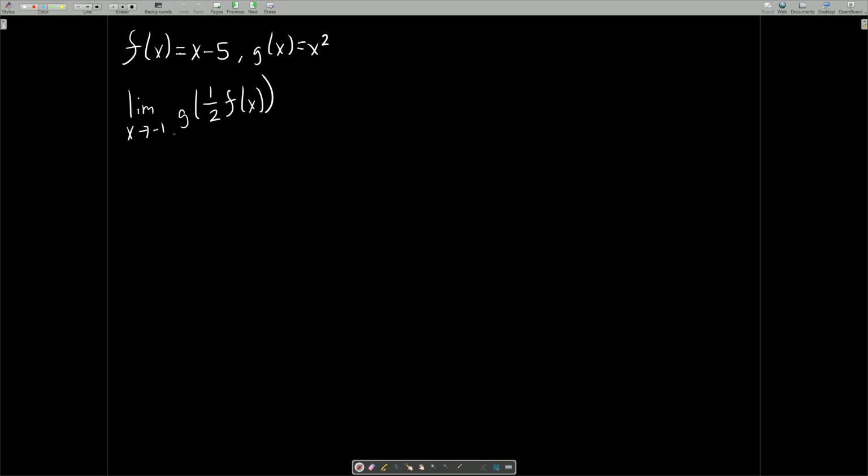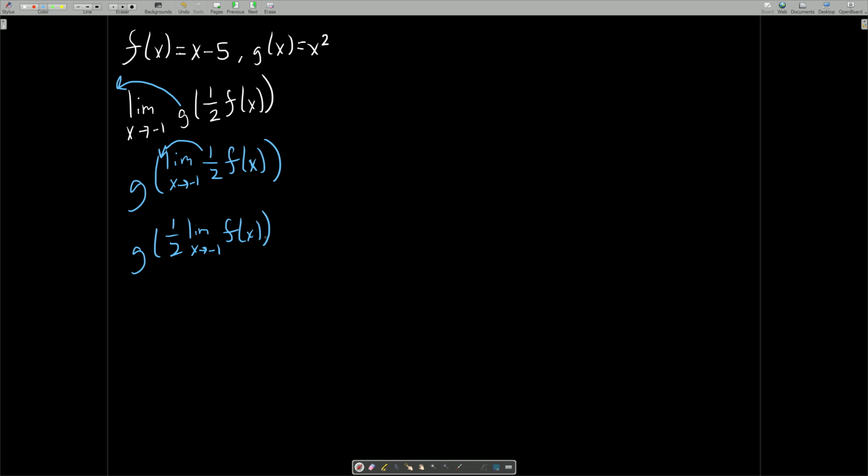You have another one. So for the composite functions, as you see right here, we do take the f or the g, whatever, in this case it's a g, and you place it on the outside. So now you have g of the limit of x approaching negative 1 of 1/2 f of x. See, now this isn't done just yet. Now you take this 1/2 and you put it outside the limit. So you have g of 1/2 times the limit as x approaches negative 1 of f of x.